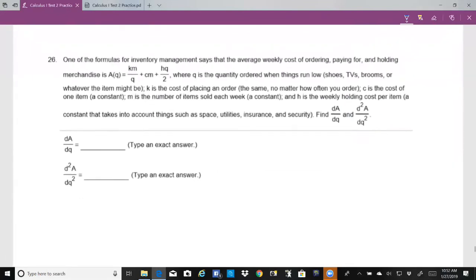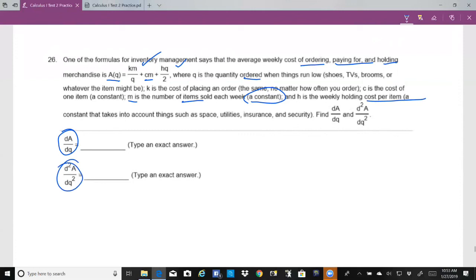Number 26, we have formulas for inventory management. It says that the average weekly cost of ordering and paying for and holding merchandise is A of Q, where A is the average cost, and it's KM over Q plus CM plus HQ over 2. Q is the quantity ordered when things run low. And M is the number of items sold each week, which is a constant. And H is the weekly holding cost per item. And it asks us to find dA/dQ.